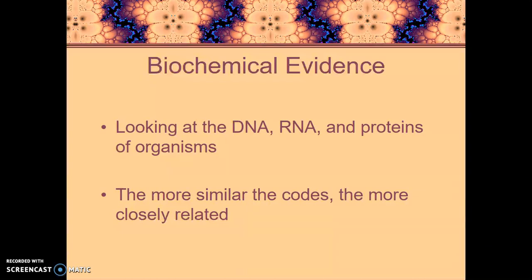More recently, we've been able to do biochemical evidence now that we've developed the technology to be able to study DNA and RNA, the nucleotide code, proteins, and amino acid codes. The more similar these codes are, the more closely related the 2 species are. This is really good evidence because it is the base of what you are. Your DNA is who you are. So the more similar your DNA to something else, the more closely related. It's pretty cool to see how closely related some things are.